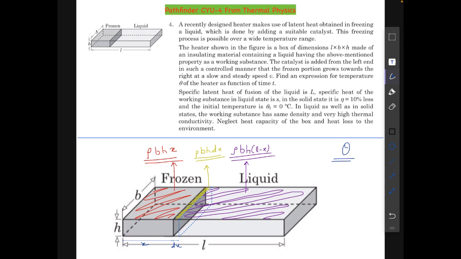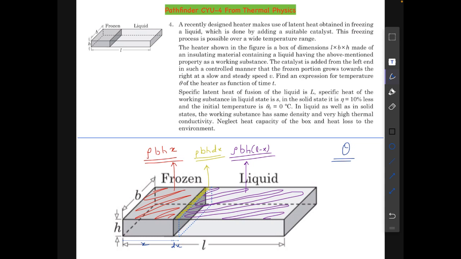Specific latent heat of fusion of the liquid is L. Specific heat of the working substance in liquid state is S. In the solid state, it is eta equals 10% less, and the initial temperature is theta naught equals 0 degrees Celsius. In liquid as well as in solid states, the working substance has the same density and a very high thermal conductivity. Neglect heat capacity of the box and heat loss to the environment.